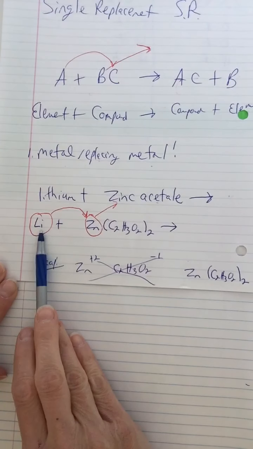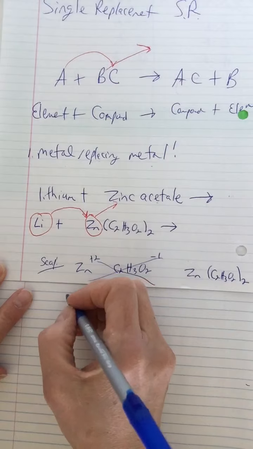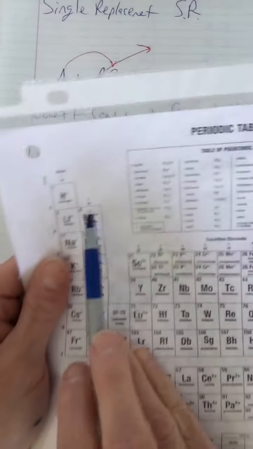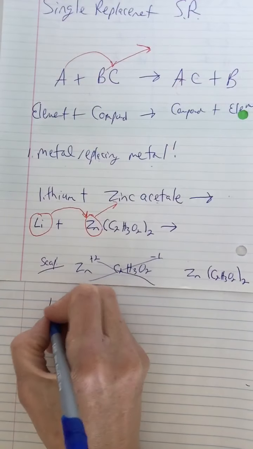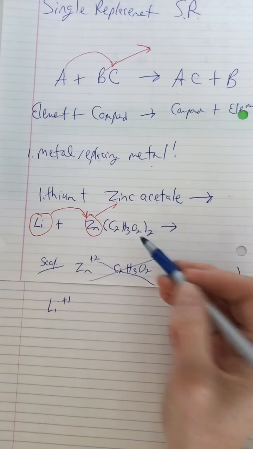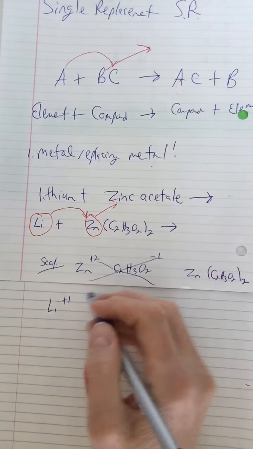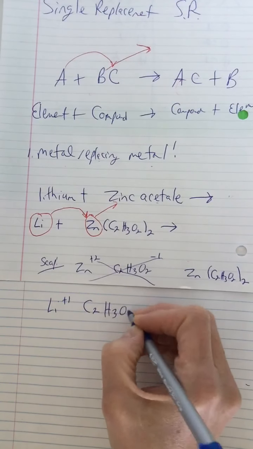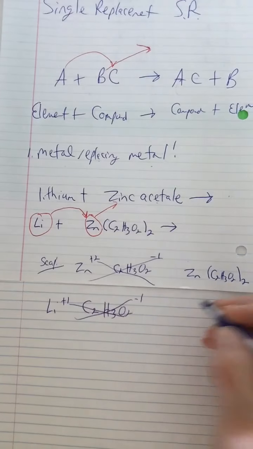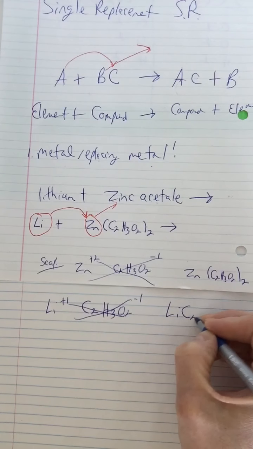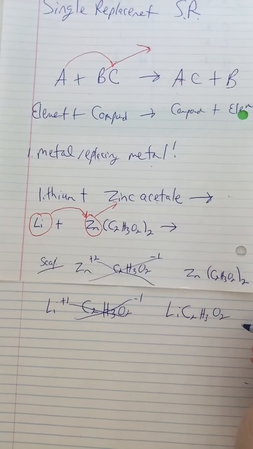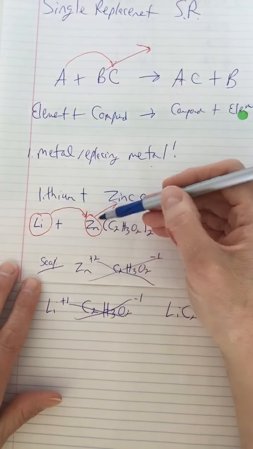So if lithium's coming in, I need some more scrap work here. Lithium. What's the charge on lithium? Well, I look at it. It's a +1. When this combines, this acetate, it was a -1. C2H3O2 was a -1. I do a crisscross. I get the whole thing, lithium acetate, written out. So this guy is going with this guy.